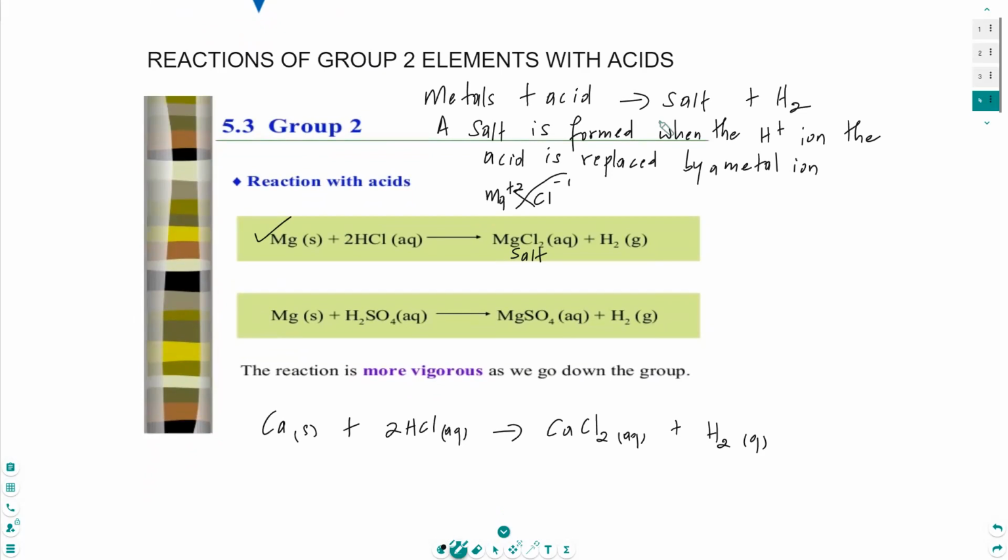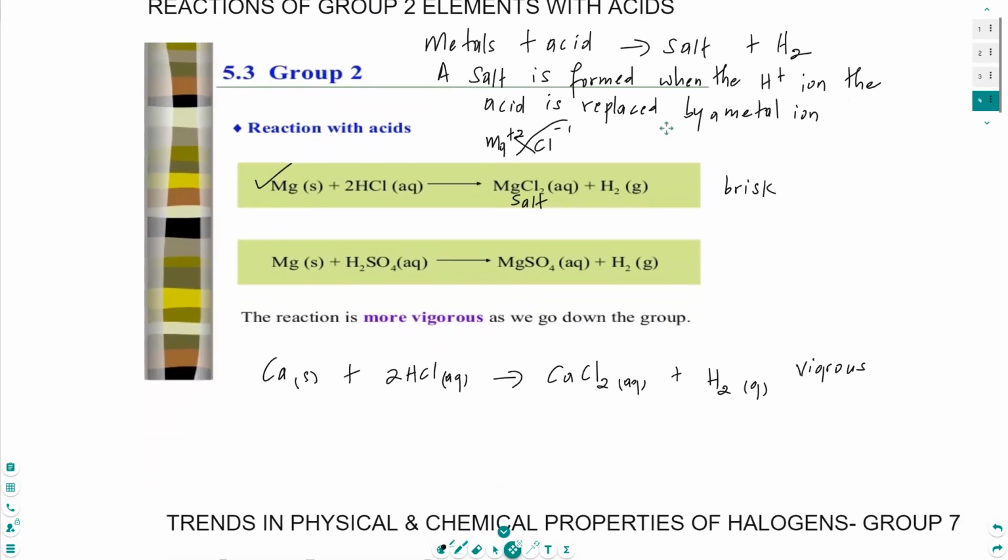Now, the only difference is that this reaction would probably be described as being brisk, and this one here would be of a greater rate or a greater speed. So we would say that this one would be vigorous. Now, of course, if we go down and we should have strontium react with the acid, then it's going to be even more vigorous than how calcium reacted. So we're going to get our strontium chloride and our hydrogen gas, and we can say that this was very vigorous, right? So we want to indicate that as we are going down, you are increasing the rate of the reactivity because it is easier for the elements to lose their outer electrons, right? So this would be very vigorous.